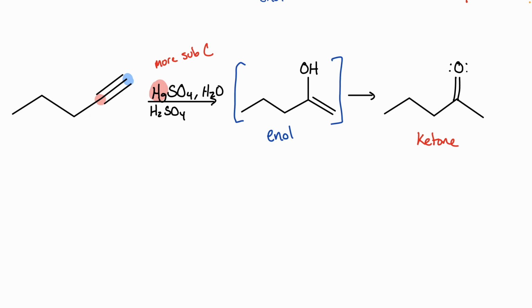Okay, and to be clear, the ketone and the aldehyde, these are the products of this reaction. You can't actually isolate these enols. They form, but then they quickly rearrange themselves into what your actual product of the reaction is. You can't stop it at that middle step there.